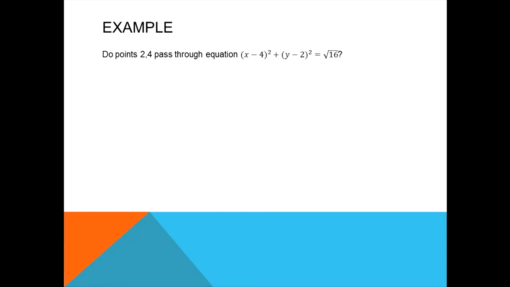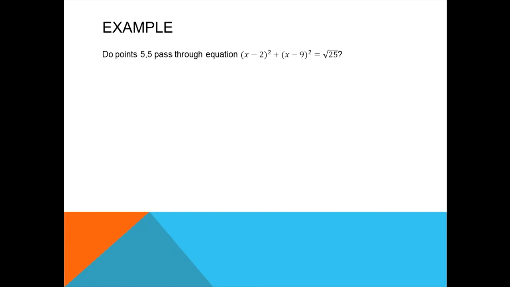On the next example, does the point (2, 4) pass through the equation (x minus 4) squared plus (y minus 2) squared equals 16? We're going to move on with the answers now. Pause the video if you feel free to do so. The answer is no, because when you plug the coordinates (2, 4) back into the equation, you get 8, not 16, which you need it to equal.